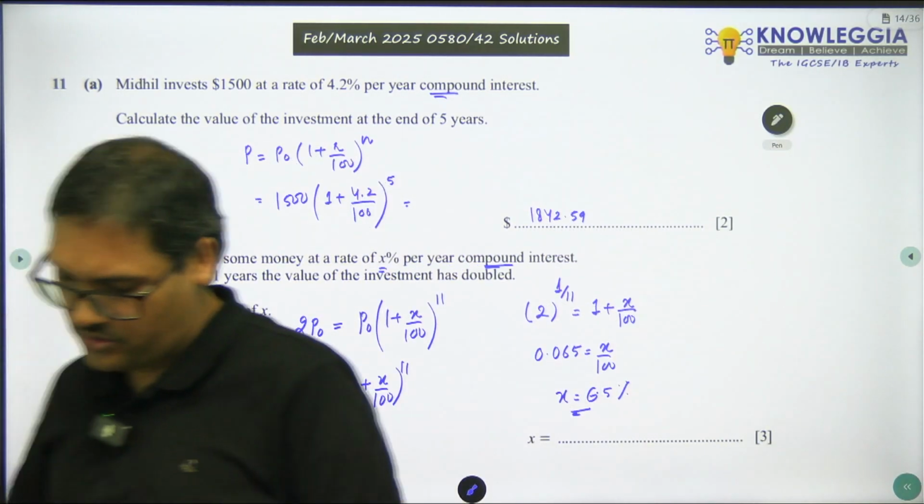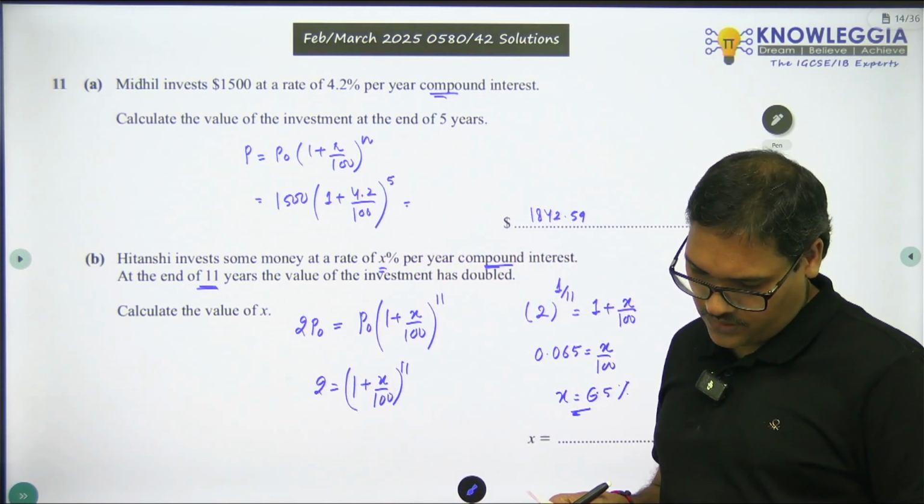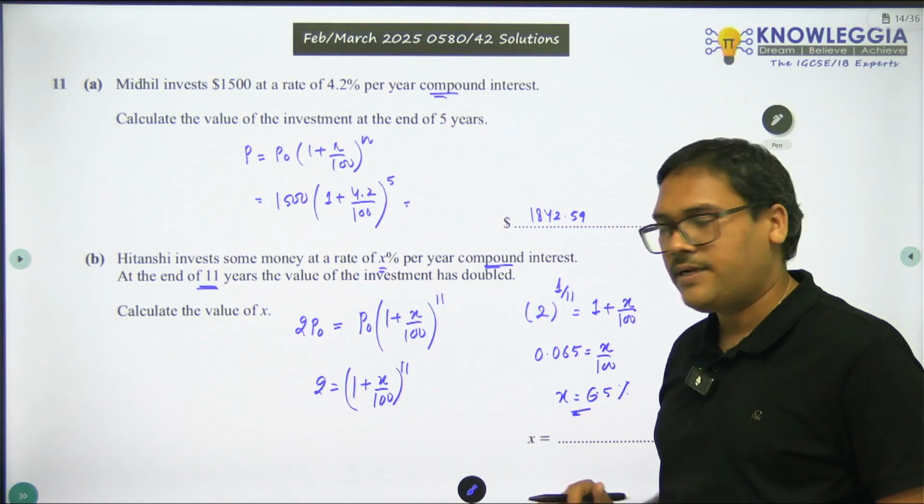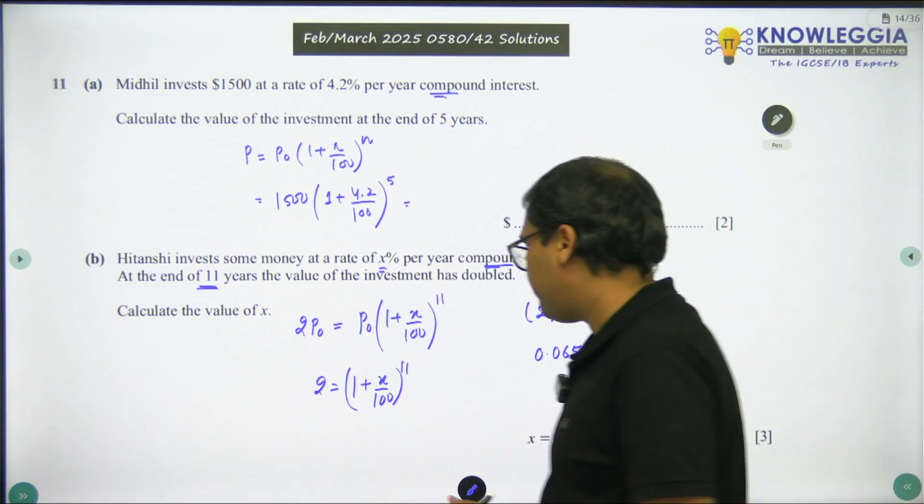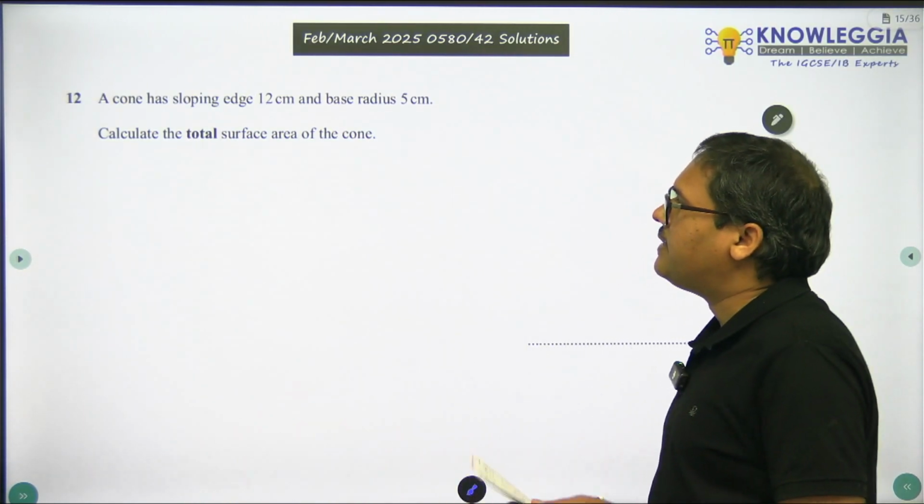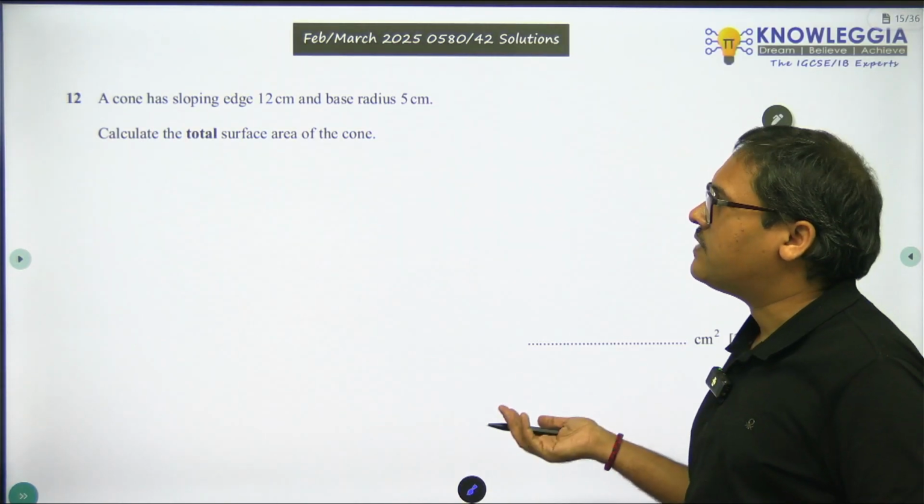So let's check the answer also. This is question number 11, 6.5%, right? So this is how you can do this calculation. Okay, now the cone has sloping edge 12 centimeter and base radius is 5. Find the total surface area of the cone.